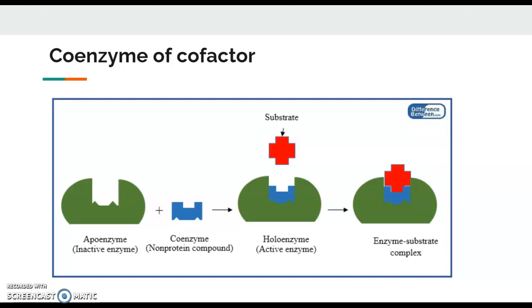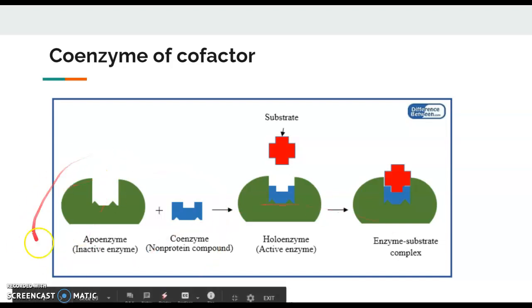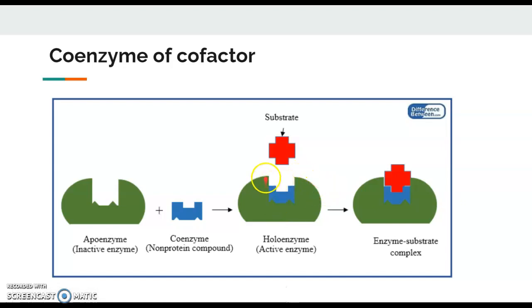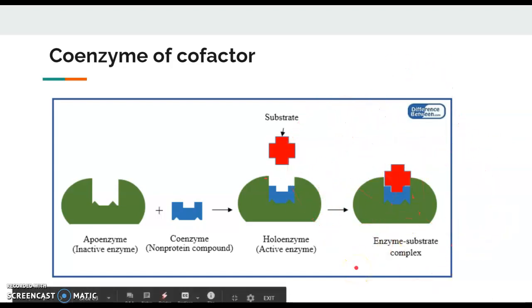So here's a picture of that. So here's the enzyme in its inactive state. Once you add the coenzyme, what it does is it activates the enzyme by giving it the correct shape to fit its substrate. So now it could form an enzyme substrate complex, and it could actually do what it's supposed to do.